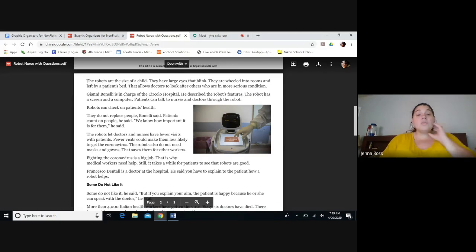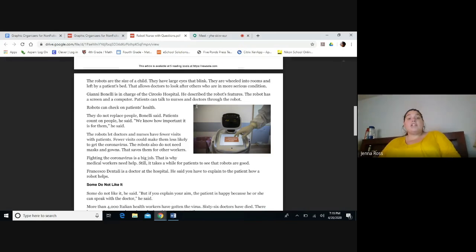Okay, so there's actually quite a few important things in there. So if you wanted to pull out 2 important things from that passage, I think that would be great. So some of you might have pulled out the information about what the robot looks like.